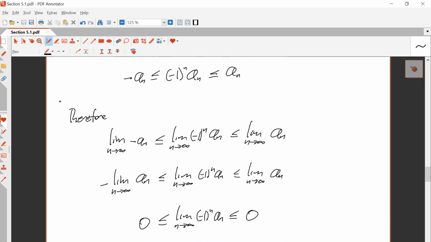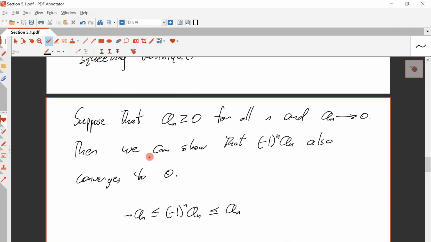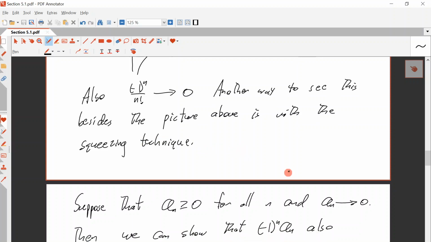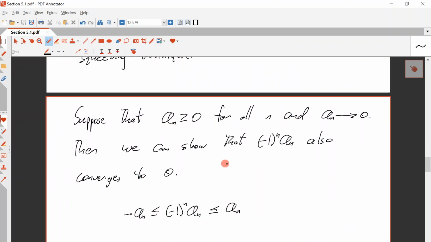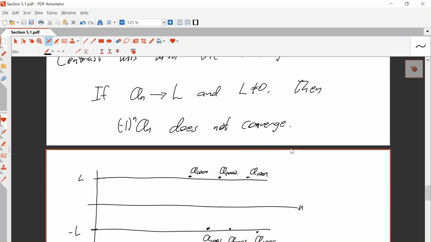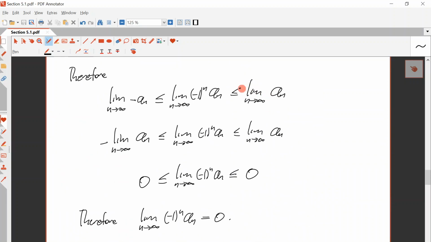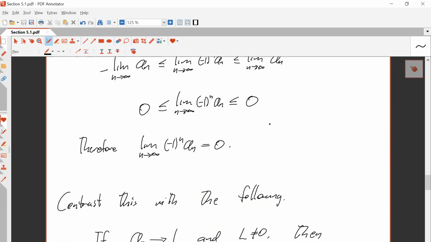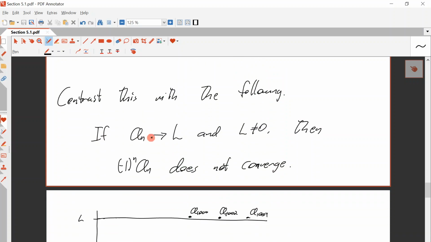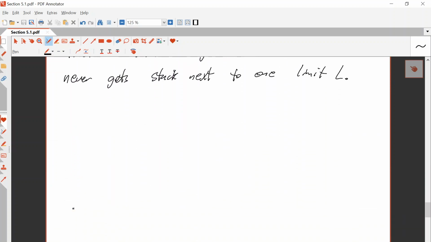So that's in contrast to this, all right? Here it is. Suppose that a_n is positive for all n, and a_n converges to 0. If a_n converges to 0, then (-1)^n a_n also converges to 0. And how did we show that? We used this squeezing technique. Right? Contrast this with the following. If a_n converges to L, where L is not 0, then (-1)^n a_n does not converge. Okay? All right.